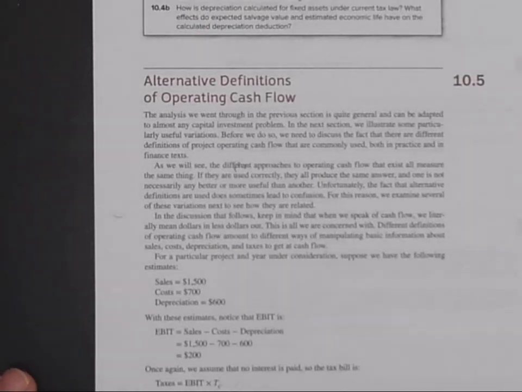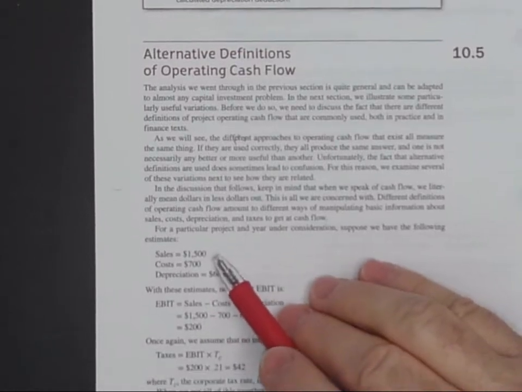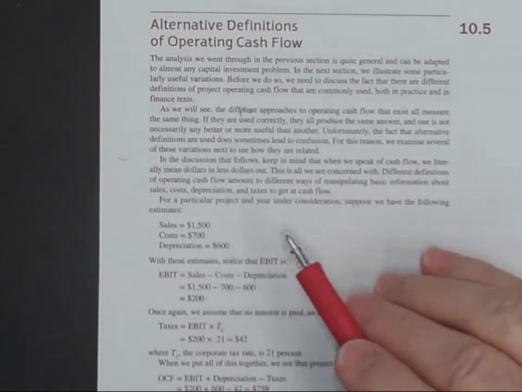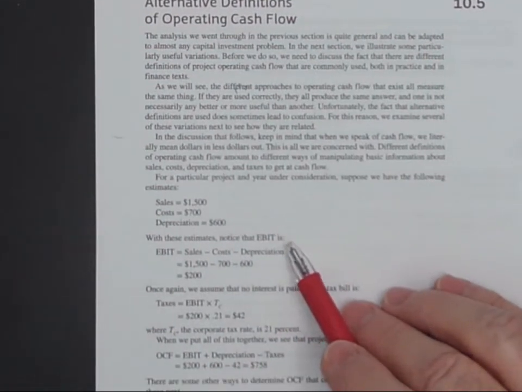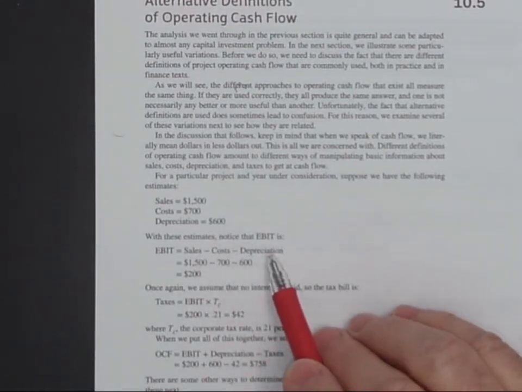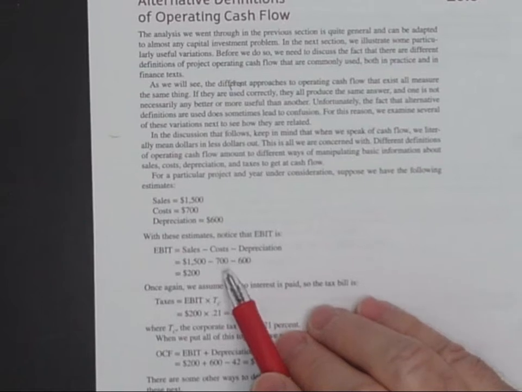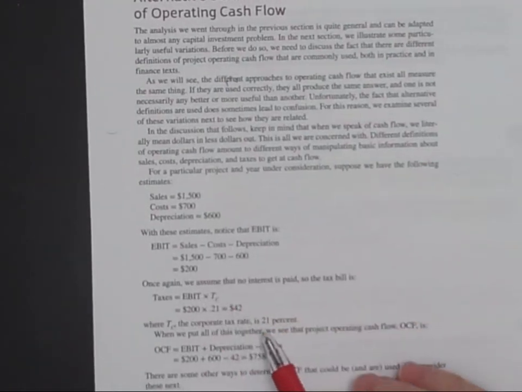Section 10.5 is entitled Alternative Definitions of Operating Cash Flow, and it's pretty much exactly what the title describes. We go with a simple example, and in this example we have sales of $1,500 and costs of $700 and depreciation of $600. With those numbers, our EBIT would be sales minus costs minus depreciation, which would be $1,500 minus $700 minus $600, which gives us $200. And then we would adjust for taxes.